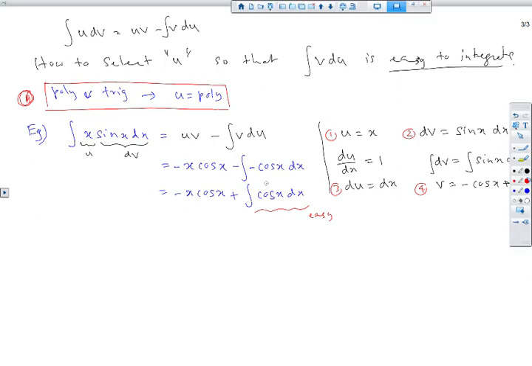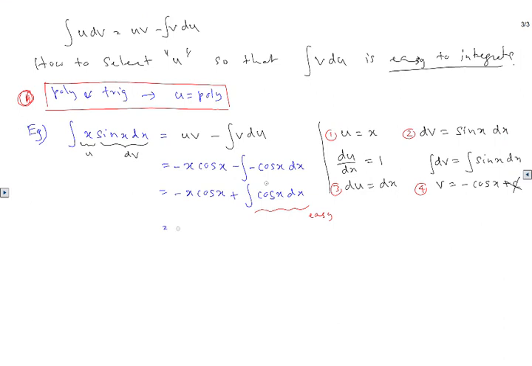Now you finish the rest of the integral. So x cosine x, you don't have to do anything here. And then what's the integral of cosine? Sine x. Now you add the c here, so plus c. That's the answer.